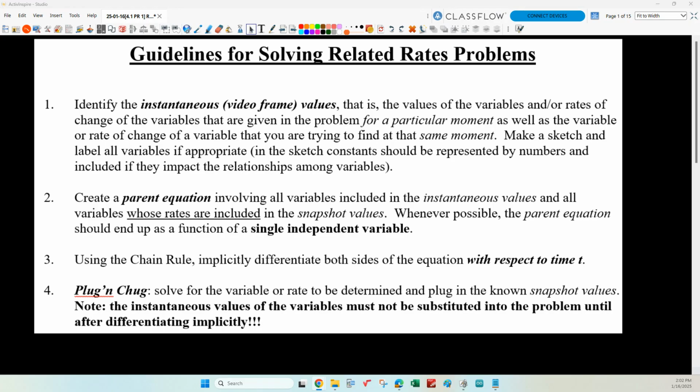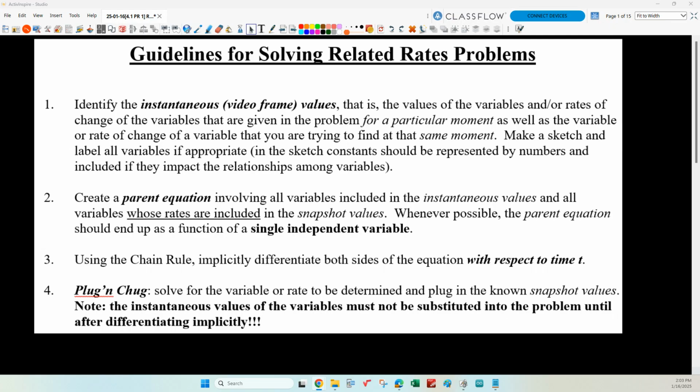Once we do that, we're going to ignore all the dots, and we're going to try to come up with some static parent equation that relates the variables from step one. The idea is we want the parent equation to be a function of a single variable if possible. We're going to run up against an issue today with a problem where we've got to deal with something in that step, and that's important to know how to do.